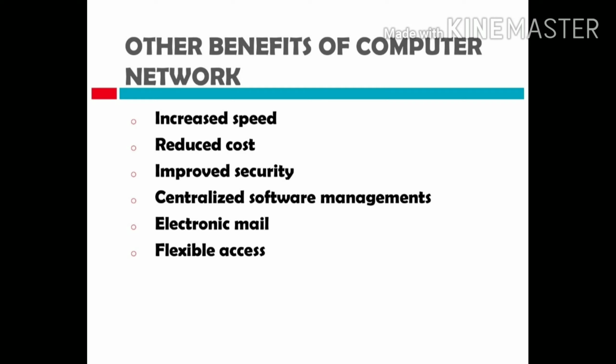Suppose you are doing installation on multiple systems, it takes so much time. But if you are accessing only one system and it automatically installs on all the rest, it saves your time. How? Because you have centralized one system and the rest of the systems are interlinked together. So automatically it can increase the speed also.